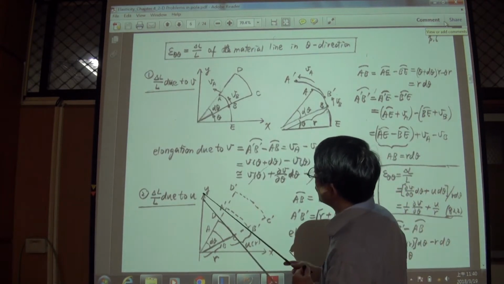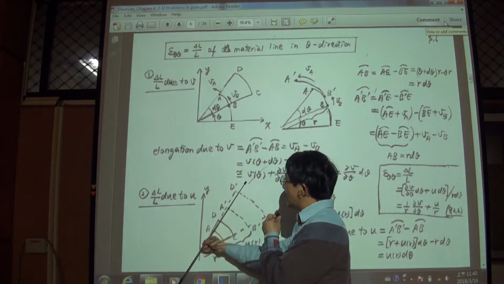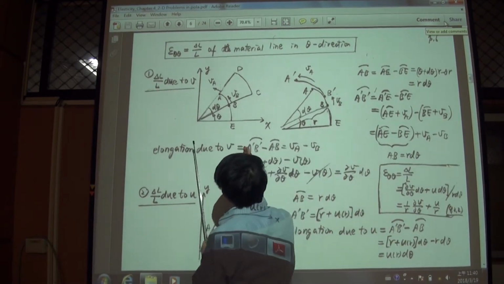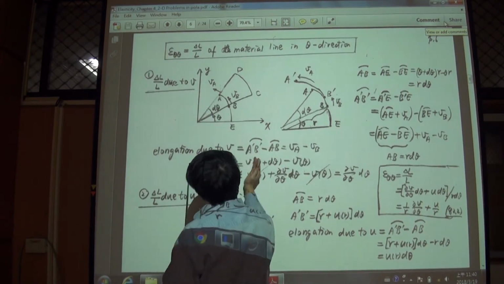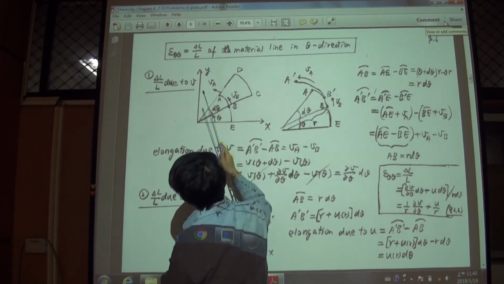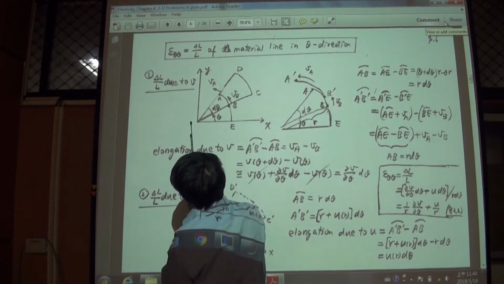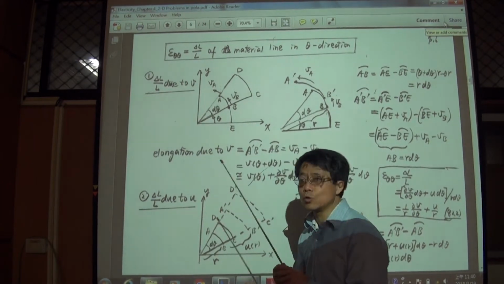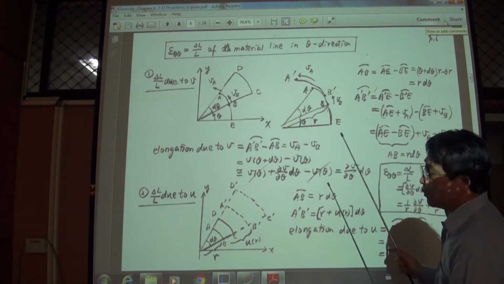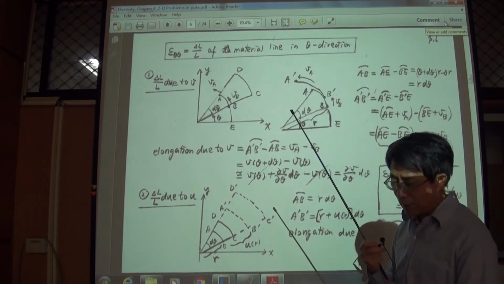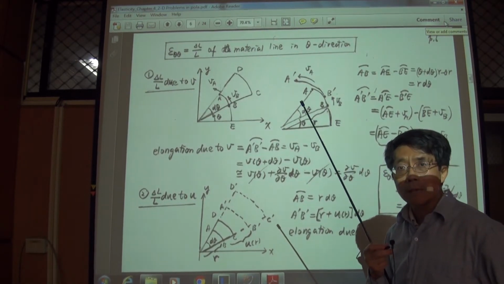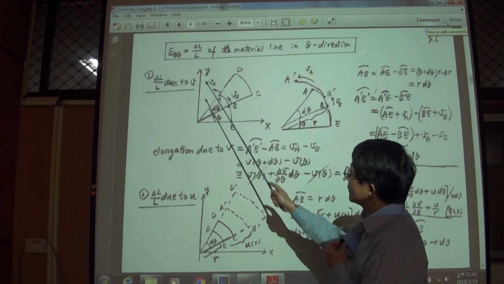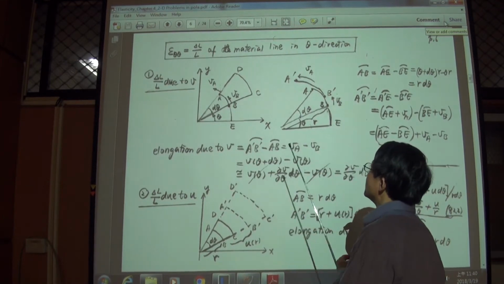What is v? What is u? U is the displacement in the r direction. V is the displacement in the theta direction. The displacement in the theta direction is named v, and the displacement in the r direction is named u. Both u and v will give us the normal strains in the theta direction. Let us consider the normal strains due to v first.